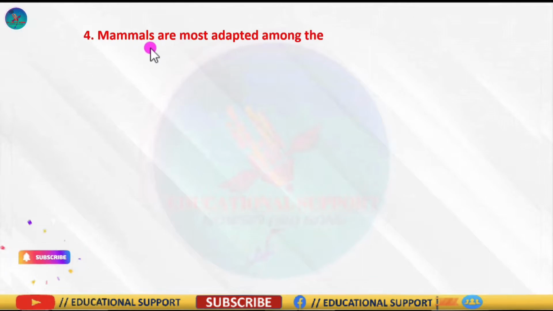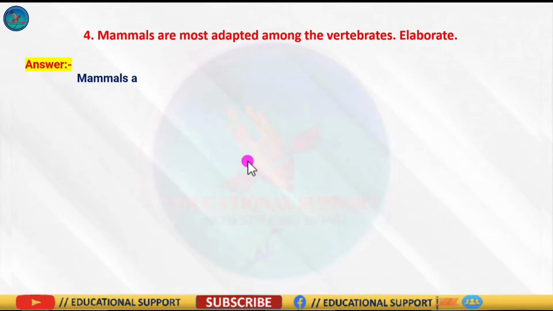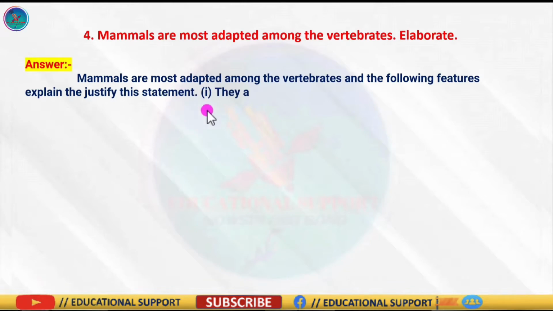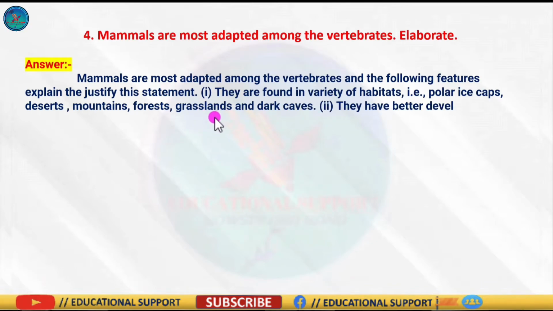Question number 4 is, mammals are most adapted among the vertebrates? Elaborate. It is very true that mammals are most adapted among vertebrates. Following are some of the adaptations shown by mammals. So mammals can be found in almost all types of habitat. For example, in mountains, deserts, grasslands, plains, and even in aquatic habitat.